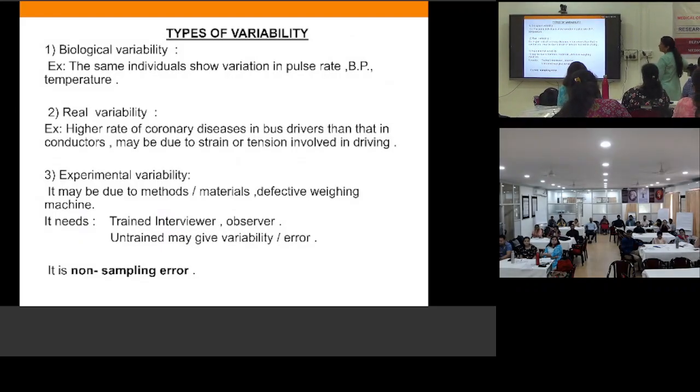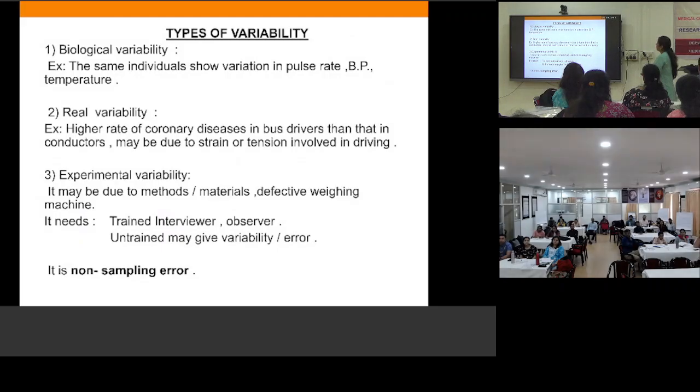Experimental variability. It may be due to the method or material used. One person used one method, another used a different method. So that is why documentation is very important, as the sir said. How you are going to perform the procedure is important. If you gave a blood sample result in one lab and in another lab, and one used one technique and the other used a different technique, then variation can come. So it is very important that all your samples undergo the same procedure.